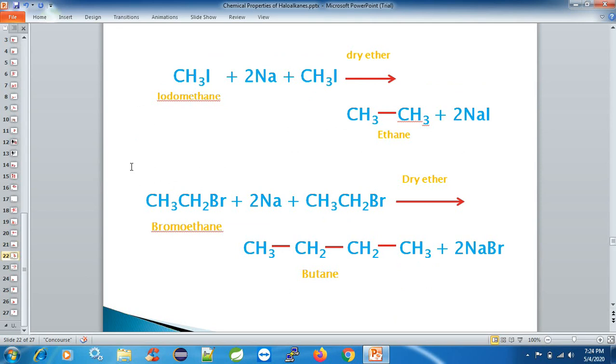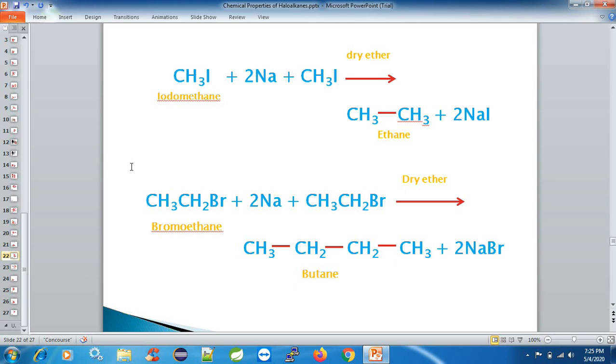Next we will discuss the example. You see here two molecules of methyl iodide reacting with sodium in presence of dry ether. From this, ethane is formed along with the formation of sodium iodide. So two molecules of methyl iodide react with sodium in presence of dry ether and ethane is produced.